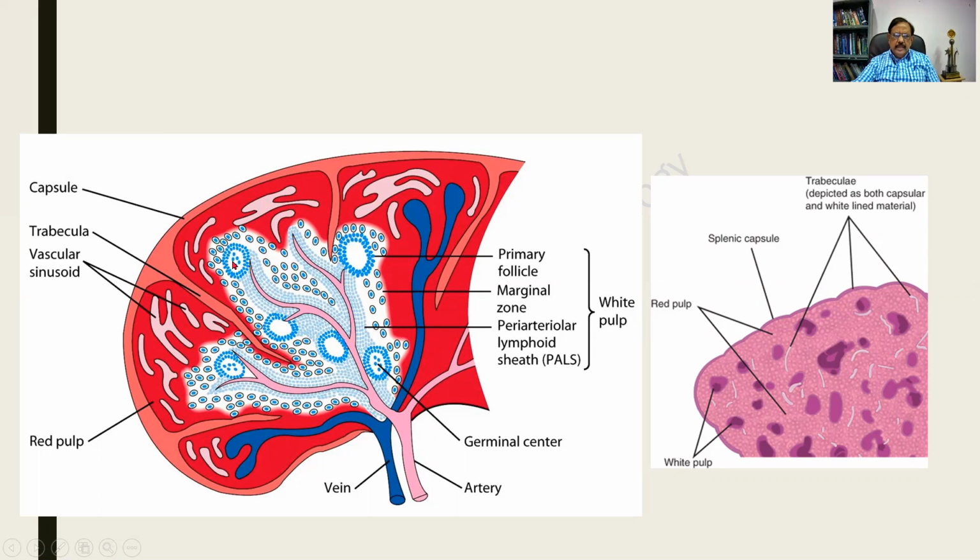The follicles do not contain much blood, and that is called the white pulp. The sinusoids are filled with blood, and it is called the red pulp. And this is the hilum, a place of entry and exit of the blood vessels. The picture on the right gives you a histological view of the spleen. The capsule is over there. These are the splenic follicles, and in between are the sinusoidal spaces.